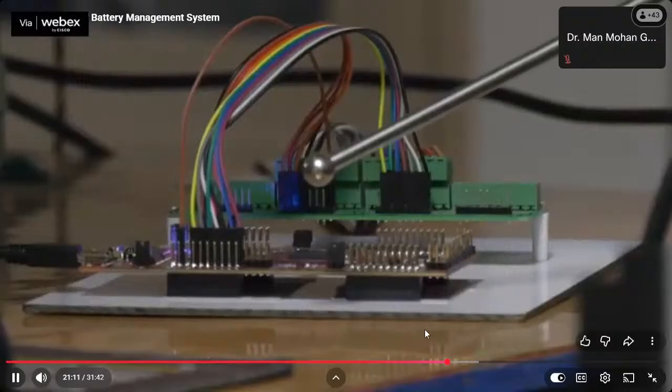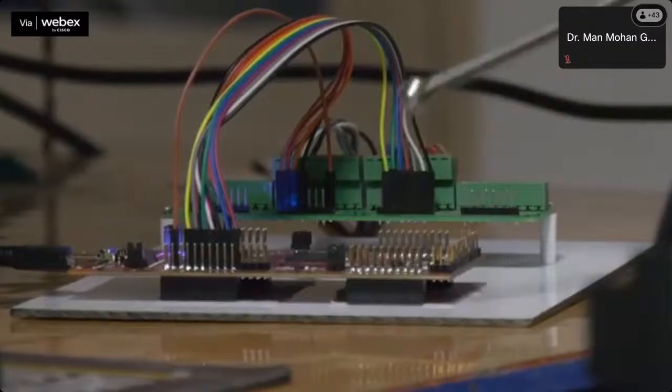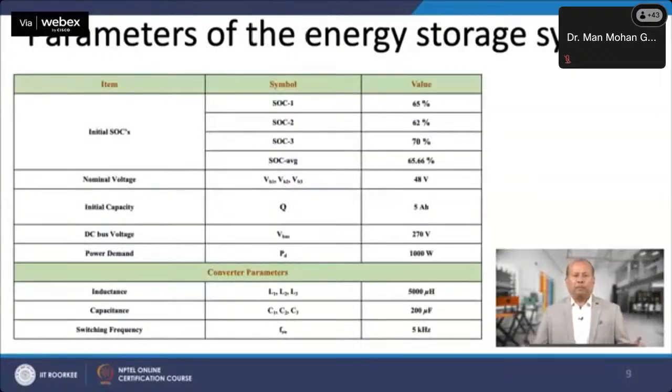A TMS board is equipped to generate the desired PWM signals. The TMS board, which takes the input from the OPAL-RT currents, SOCs and power demand PD, generates D1, D2, D3 duty cycles based on the algorithm flashed into the microcontroller. The parameters of the storage system are presented in the table as shown.